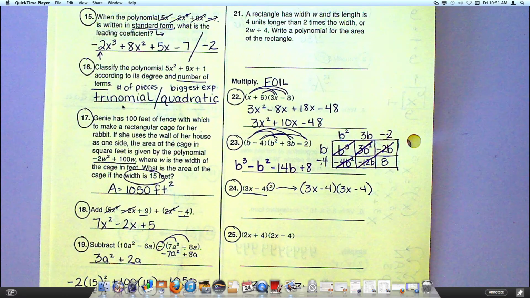Tyler, number 24. Do you need to come sit up here, free of distraction? Okay. I think during work time, that's what we'll make happen.